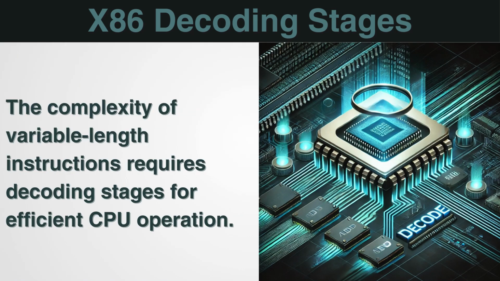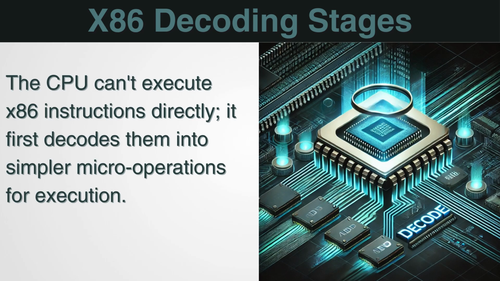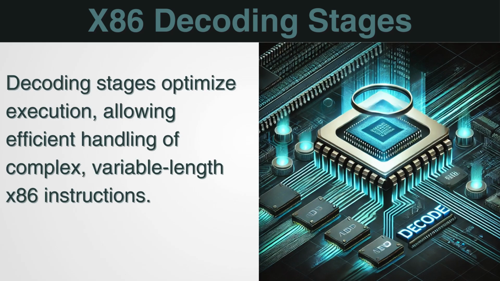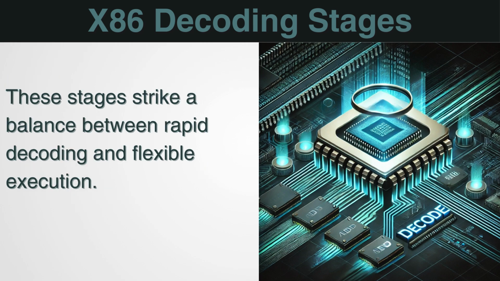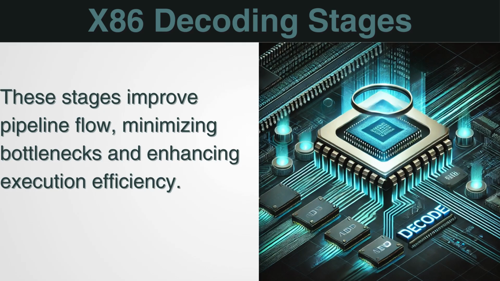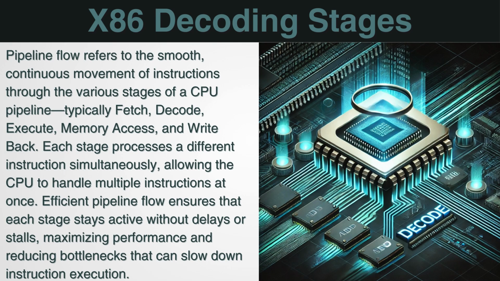This complexity requires multiple decoding stages, ensuring efficient CPU operation. The CPU can't execute x86 instructions directly. It needs to break them down into simpler micro-operations for execution. These stages streamline this process, allowing the CPU to handle instructions efficiently despite their varying length and complexity. These stages help balance the trade-off between decoding speed and execution flexibility. In essence, the stages optimize instruction flow through the CPU pipeline, reducing bottlenecks and improving overall performance.